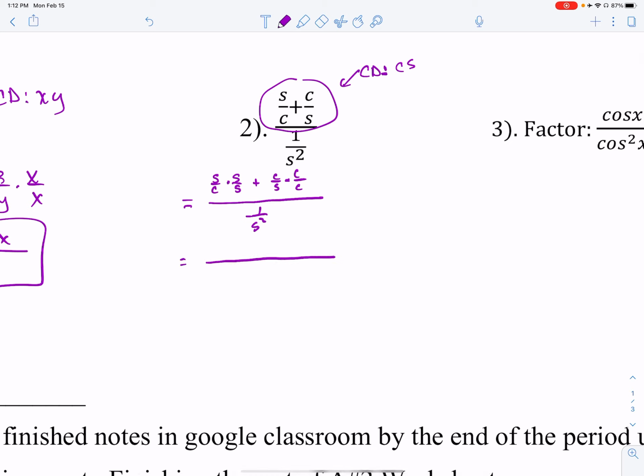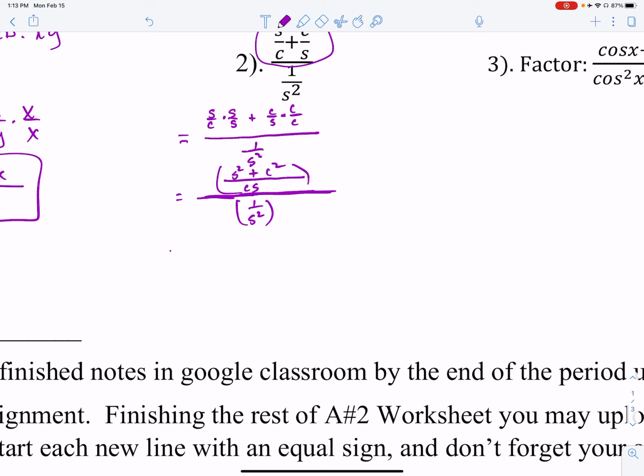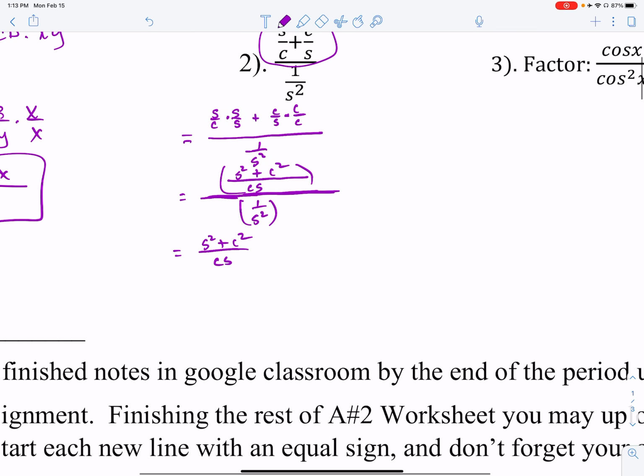In the numerator of that fraction, we're going to have that common denominator cs, and we have an s squared plus a c squared. Again, that is all over 1 over s squared. You need to make sure that your major fraction bar is longer. Sometimes it's helpful to put parentheses around the numerator and denominator just to make the communication clear. When you divide fractions, you multiply by the reciprocal. So I'm dividing by 1 over s squared.